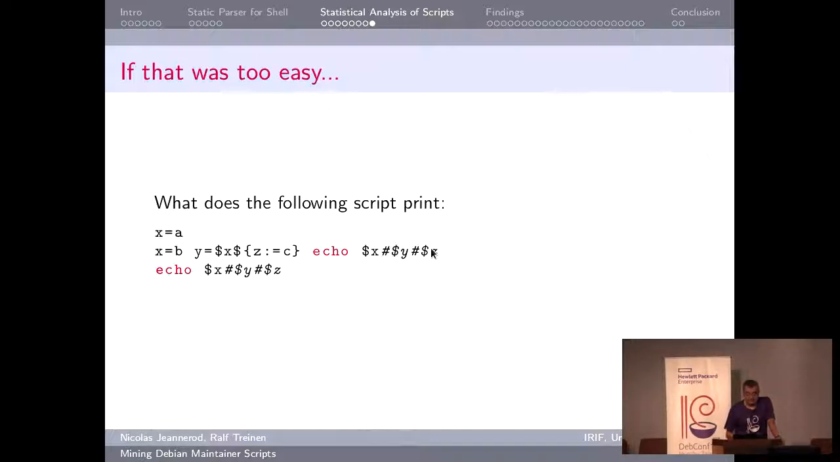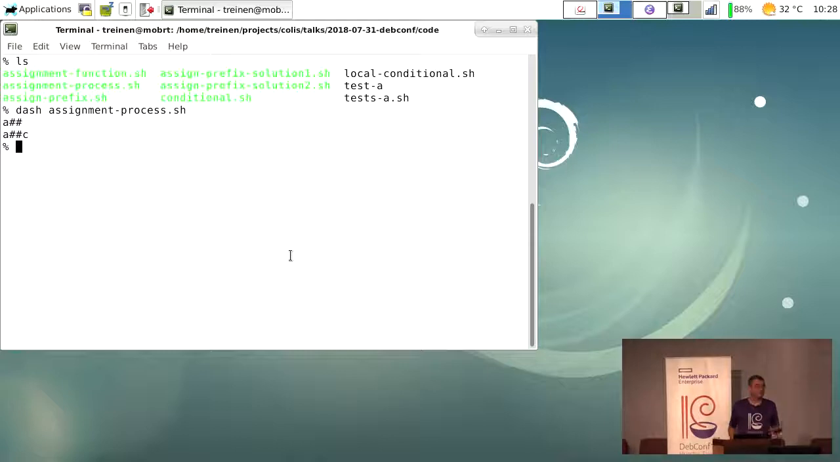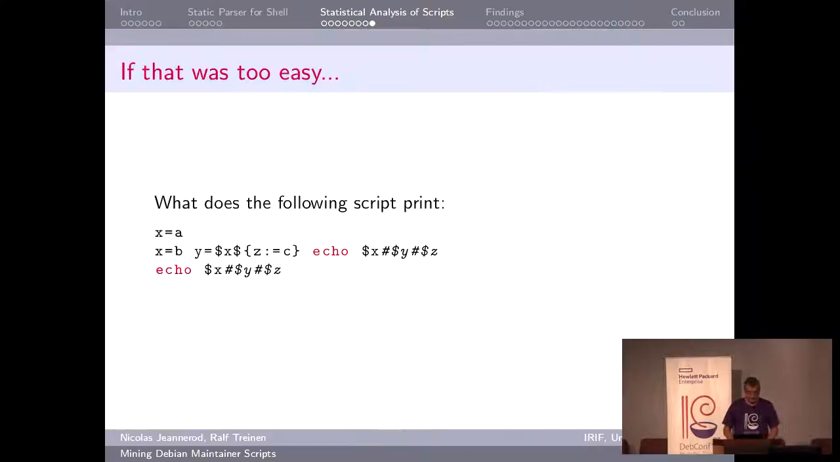Okay, then we have seen the spawn process. So all the assignments which have been done by the prefix should not be visible after execution of the process. However, what we see with dash, and it will be the same with bash in POSIX mode, is we see A and C, which means that the assignment of Y really is not visible here. However, the assignment of C, of Z, is. So it's kind of weird.